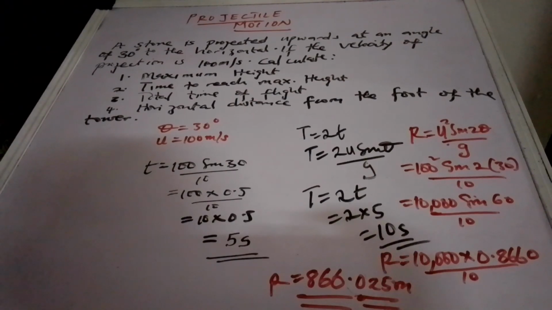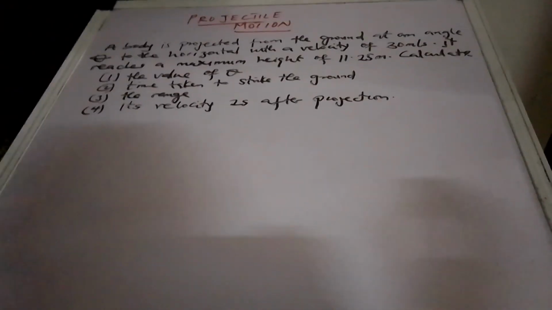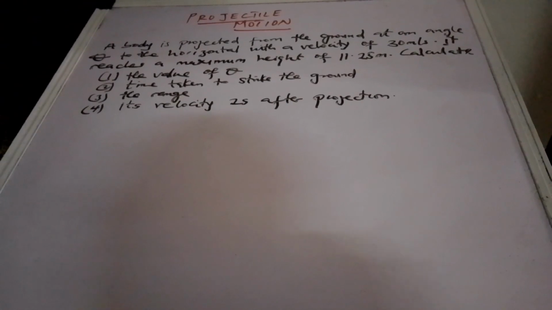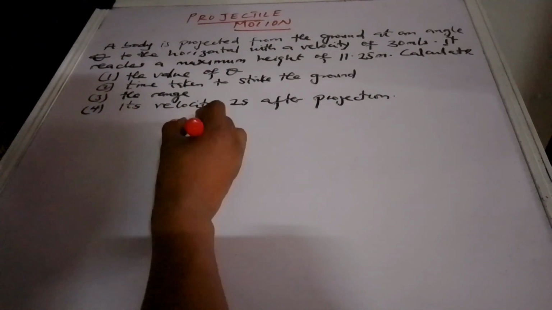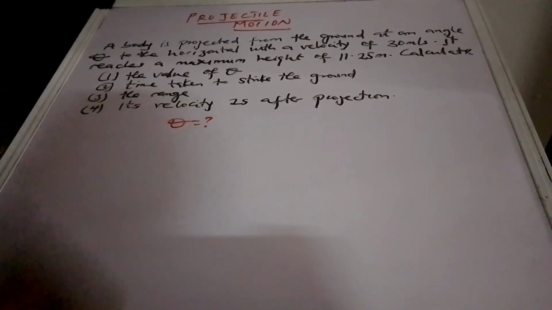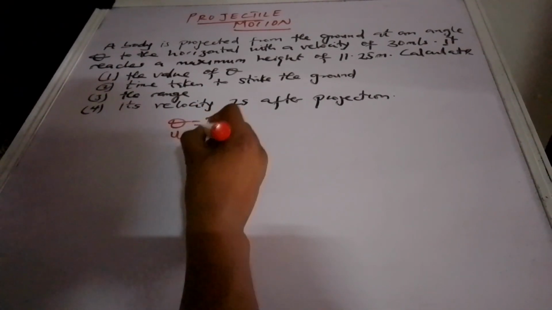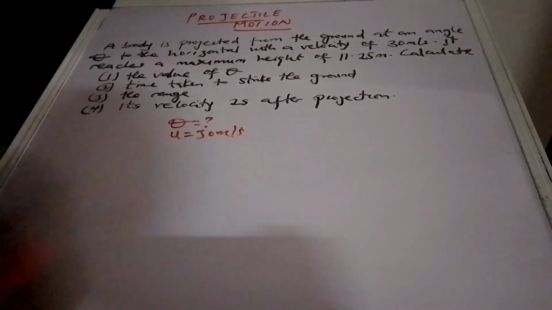So let's look at the next example. In this class, I want to use this class to complete the full concept of the application of projectile, both vertical and horizontal projection. So let's look at the next example now. Okay, from these examples, we said a body is projected from the ground at an angle theta to the horizontal. So that's also vertical projection. So let's take parameters now. In this case, theta is unknown. Then with the initial velocity, our u is going to be 30 meters per second.